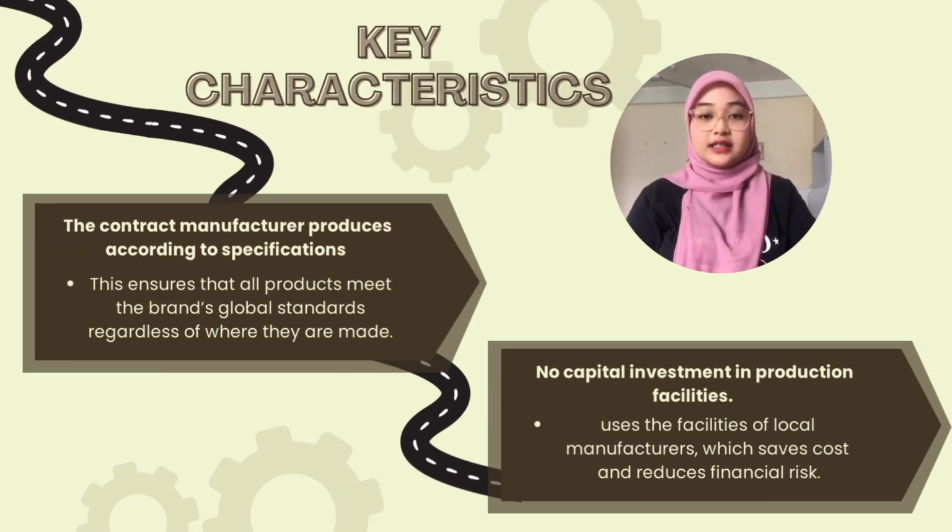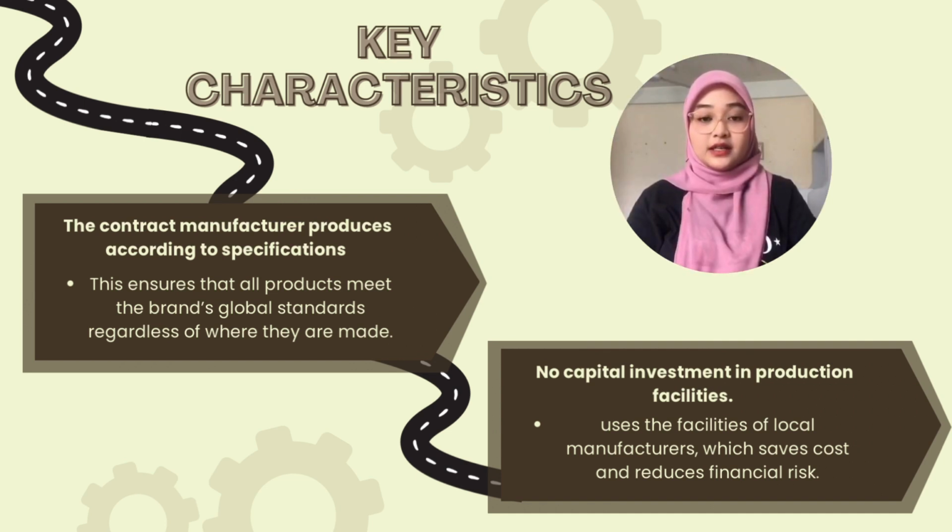Number 4, the contract manufacturer produces according to specification. The foreign manufacturer follows strict product specifications and quality standards given by the contracting company. This ensures that all products meet the brand's global standard regardless of where they are made. For example, Nike provides detailed production guidelines to its manufacturers to ensure consistent quality and performance.